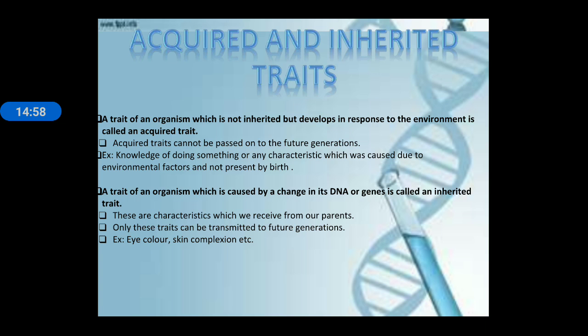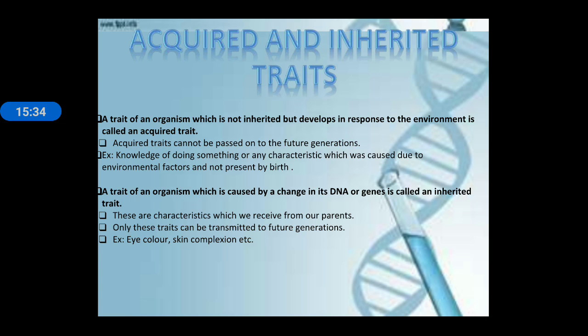Now acquired traits and inherited traits. Acquired traits are those traits which are not inherited but develop in response to the environment. These are the characters that develop after the birth of an organism during growth and development. For example, if we acquire some knowledge or a technique for any activity in our daily life, it is not transferred from one generation to another. Acquired traits cannot be passed to the next or future generations.